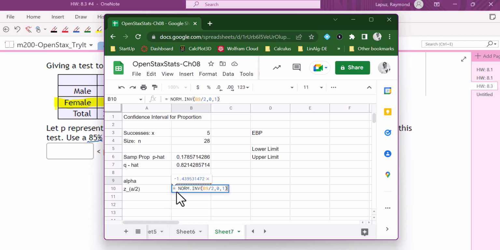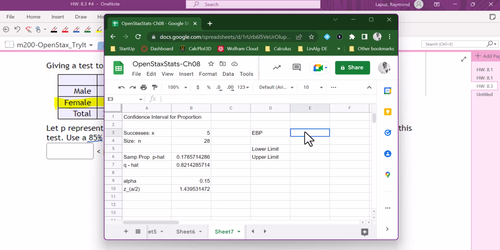It's a negative number, and remember, we're expecting that to be a negative number, so remember that we want our critical z value to be positive, and so to make that positive, I'll throw a negative sign in front of the norm.inv, and I will press enter. So now I have my critical z value of 1.4395, etc.